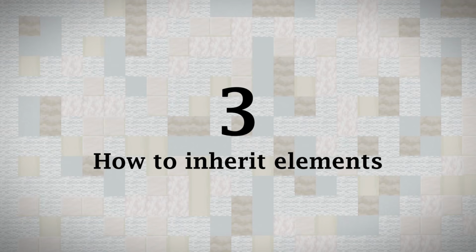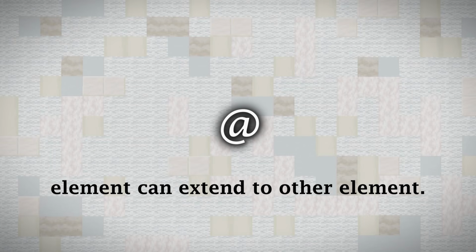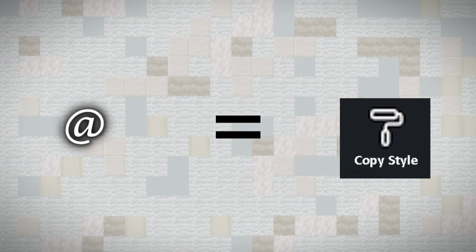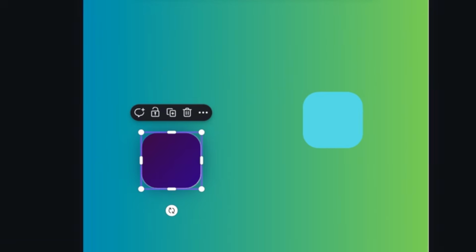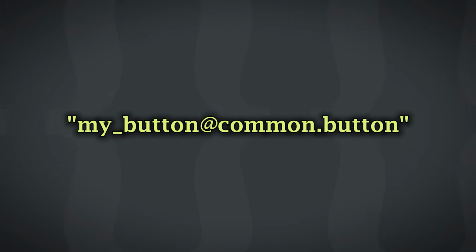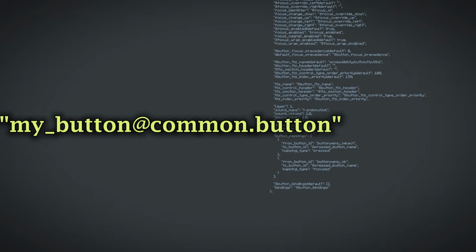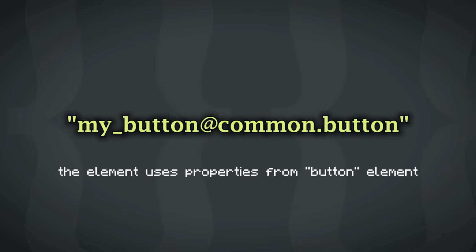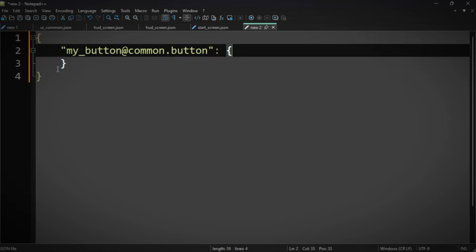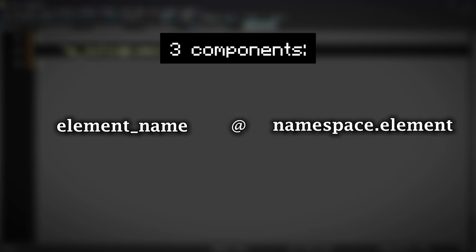Number 3, how to inherit elements. Let me introduce the extension syntax, which means an element can extend another element. The best analogy for this is the copy style button in graphic design software. This allows any object to inherit similar properties from another object. Same as that, this element basically says, yo, start this element from common.button, and then it will take every single property from the pre-existing button element in the common namespace, so you don't have to write properties anymore. You can modify its properties or keep them by not adding properties to it. The element syntax consists of 3 components: the element name, which can be anything, the inherit symbol, and the element address. You can describe it as: element name starts from element address.